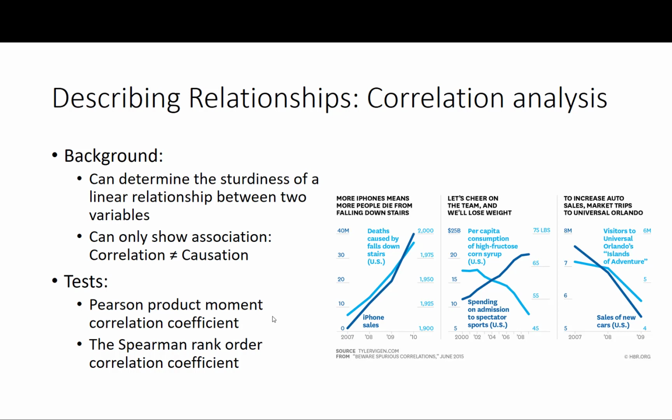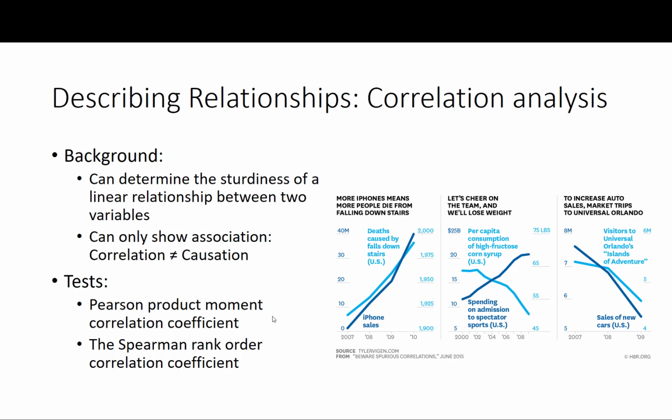So correlation analysis can determine the strength of a linear relationship between two variables. So we can only show association, and remember that correlation does not equal causation.